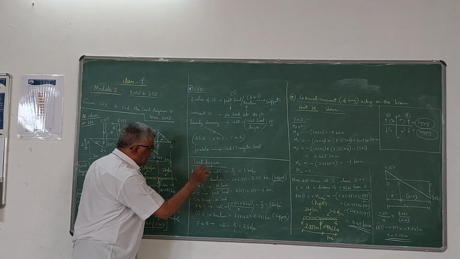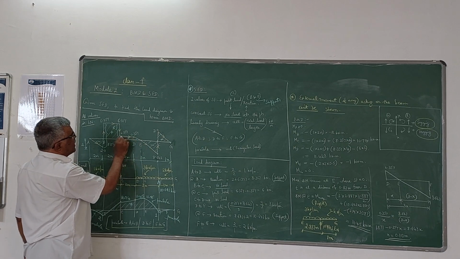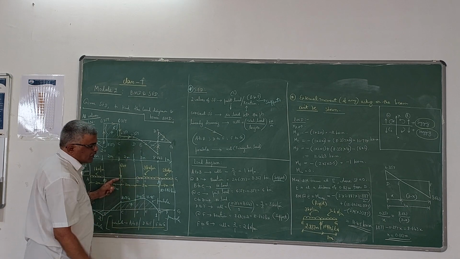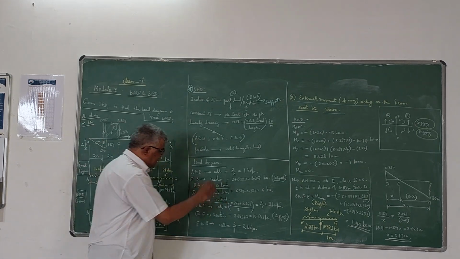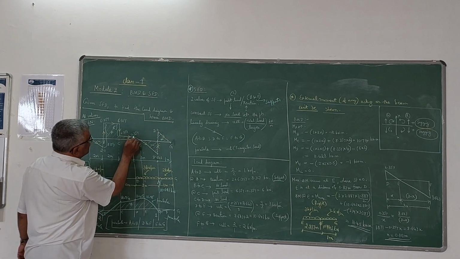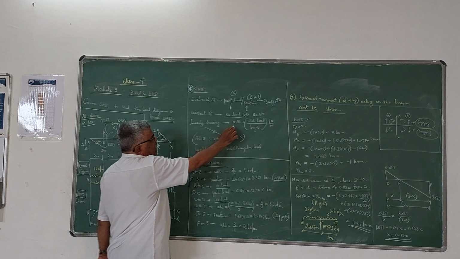Then from C to D, once again the shear force is constant. It is not varying. It is horizontal. Therefore there is no load from C to D. Then from D to F, we can see that it is a linearly decreasing line. A linearly decreasing line means it is once again a UDL.